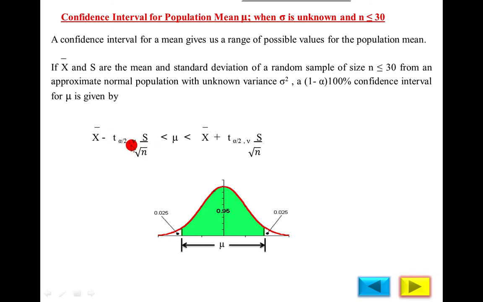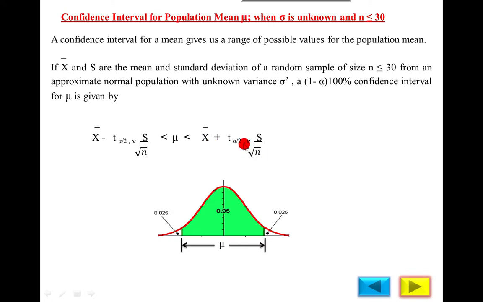I have already explained this in testing of hypothesis. Substituting in this formula, you will obtain the lower acceptable value of the population mean. The right hand side is the same as the left hand side, but on the left we use the negative sign and on the right we use the positive sign. After substituting the values of x bar, table value, sample standard deviation and sample size, you will obtain the upper value of the population mean.